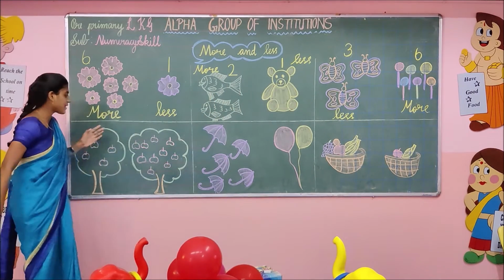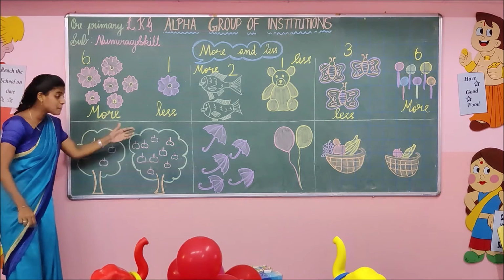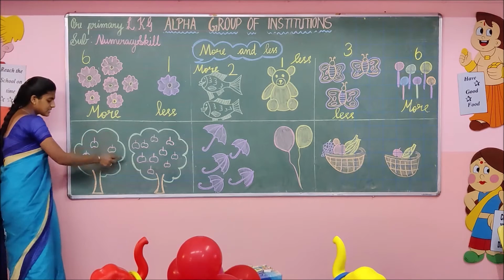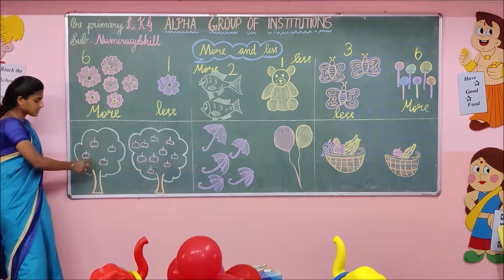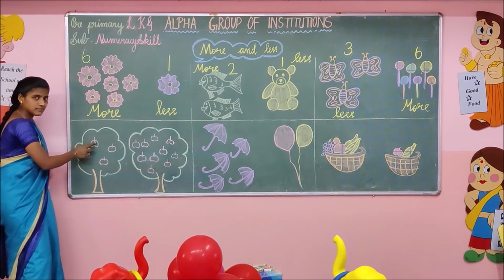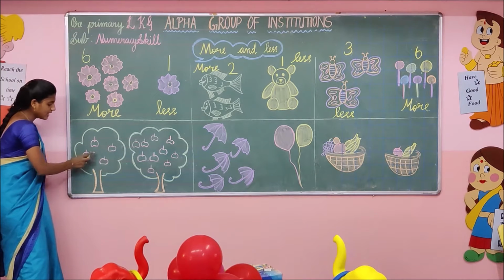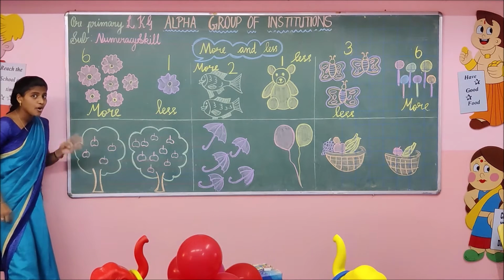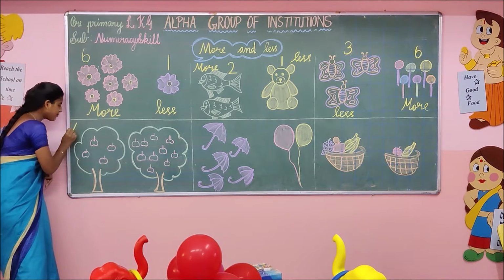Next, we are going to count the apples on the tree. Shall we? We are going to count for this tree first. Shall we count the apples? 1, 2, 3, 4. How many apples are there on your tree? 4. Shall we write 4?